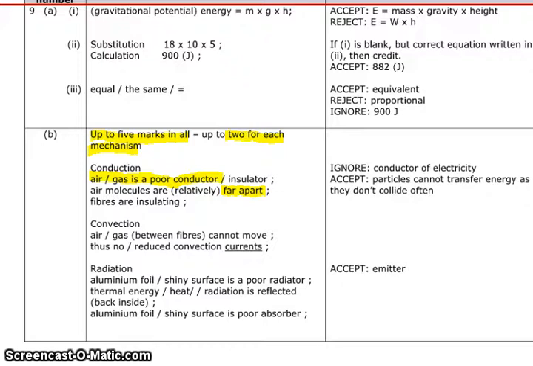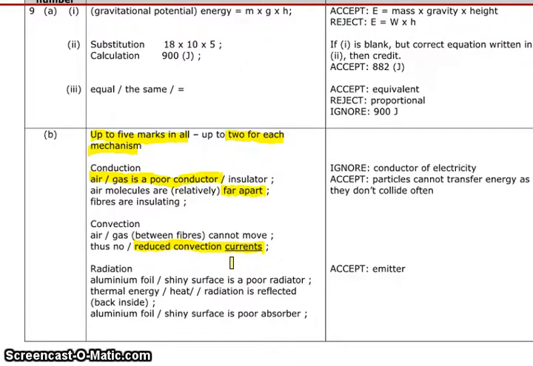When it comes to convection, the essential point we're after is that it reduces convection currents. Okay, the reason for that being that the kind of pockets of air are unable to rise all the way up through the insulation, because they get to a fibre and won't go any further. They've accepted a mark for the air or gas cannot move.